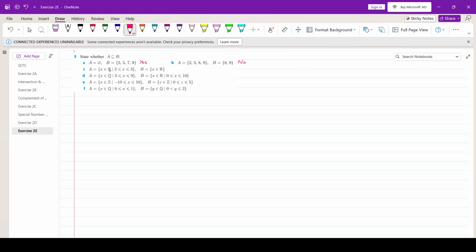Part C, here we need to plot it on a number line and we can check after that. So part C says A is a set of all x such that x is a real number between 2 and 3 both inclusive. So the number line, this is 2, this is 3, here we have 1 and here we have 4.